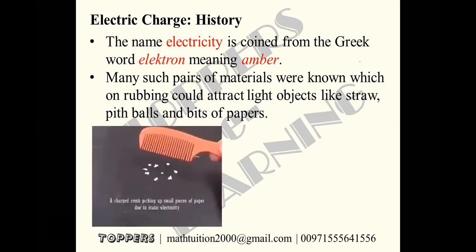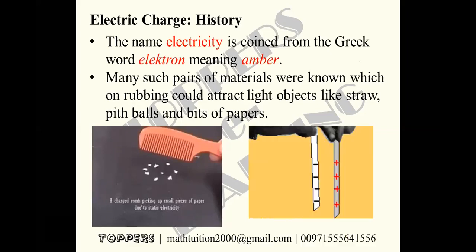See, we have a comb. If you rub a comb several times on dry hair and bring it near pieces of paper, you can see that it is attracting. It will attract the small pieces of paper. This is because of charges. See, here we have negative charge, positive charge. When they are coming nearby, they are attracting, right? Like charges repel. Unlike charges, positive and negative, attract.